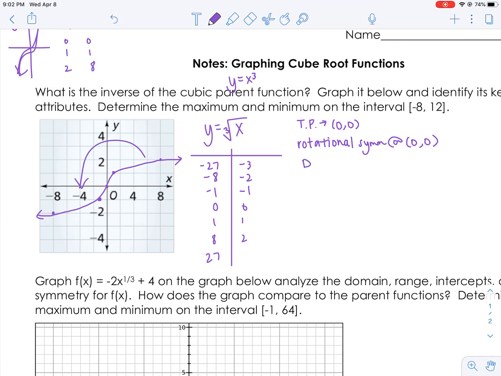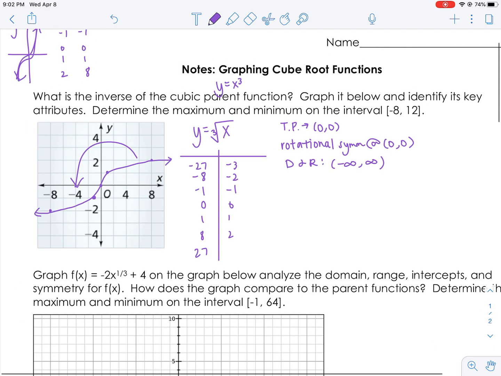My domain and my range are still exactly what they were the other day, because if you think about it, if the domain was -infinity to +infinity, that becomes the range. Well, the range was also -infinity to positive infinity. If I just swap, it doesn't matter. It's always -infinity to +infinity. Our x-intercept is still 0, 0. Our y-intercept is also 0, 0.